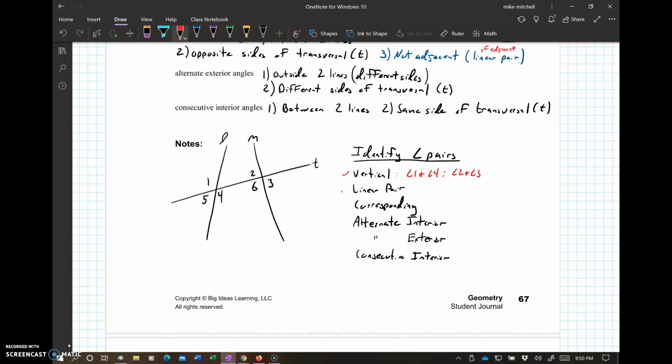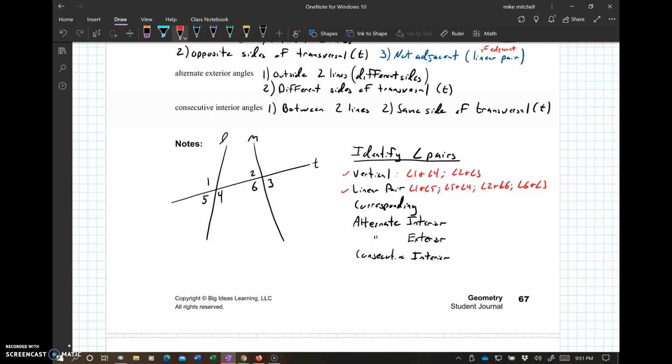Now do your linear pairs. Pause it, try to answer it, then check it. Again, thank you for pausing that. I have angle 1 and angle 5 are a linear pair. Angle 5 and angle, whoops, I forgot my angle symbol. Angle 4, angle 2 and angle 6. Angle 6 and angle 3. So lots of linear pairs there.